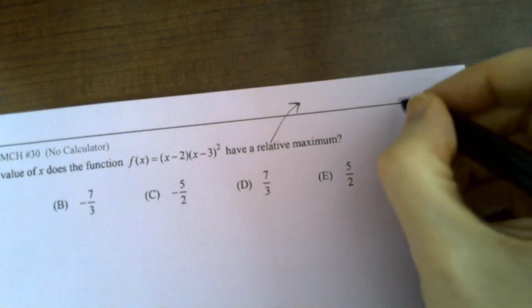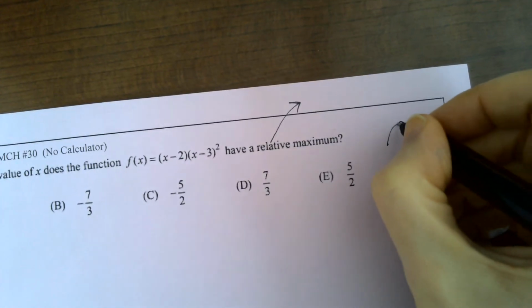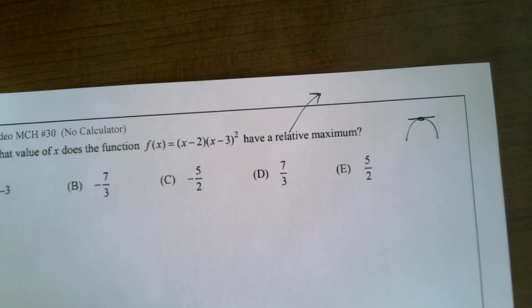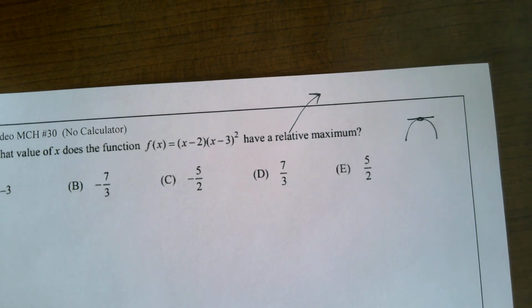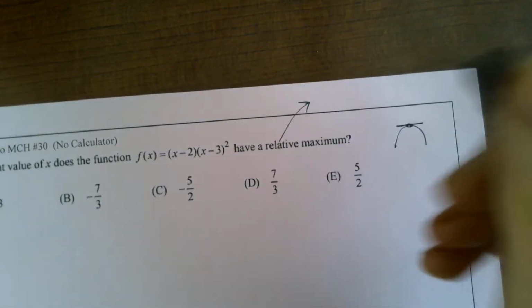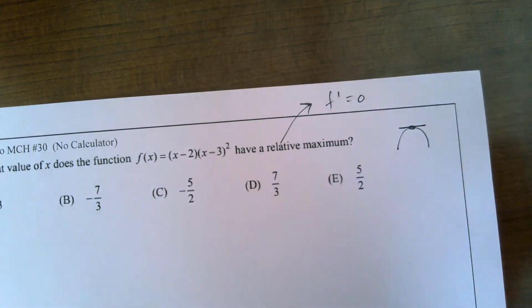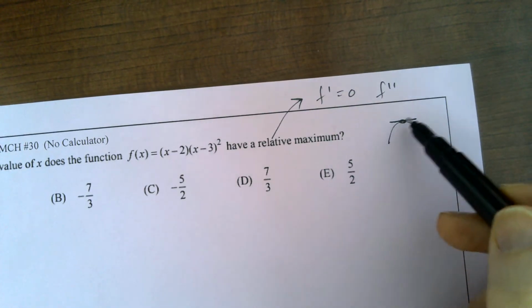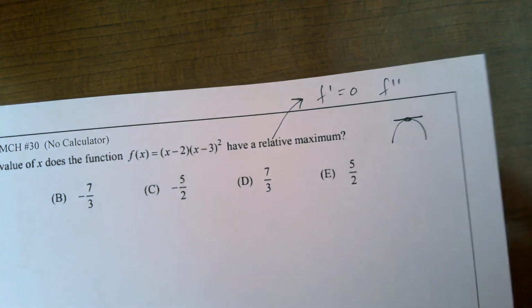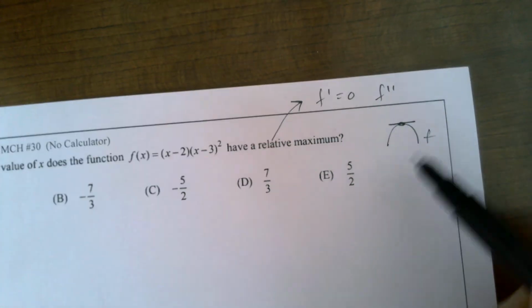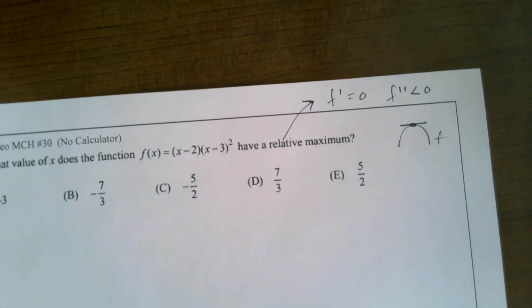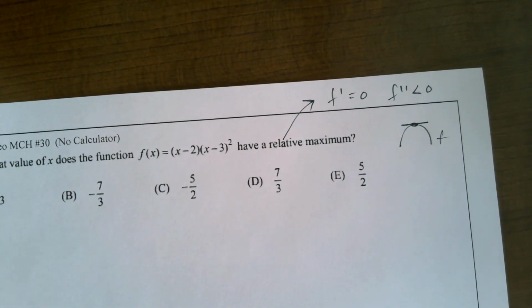If I have a relative max, I'm looking for two things. This only works if we have a smooth relative max. I need f prime to be 0, and I need f double prime to be negative. If f is concave down, then f double prime is negative. So if I have a relative max, I need both of those two things to happen.